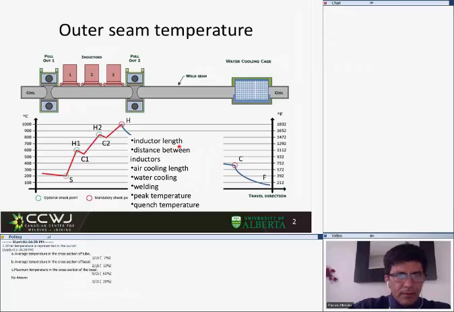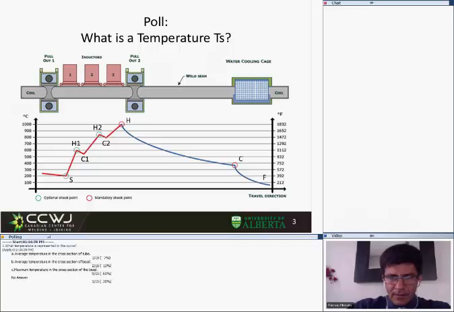Right, and so now, let's see here. Let's do another poll. When we talk about the temperature at TS, right? I'd like to discuss a little bit more about what this is and have some sense. So the poll is going on, and let's see what you guys think.